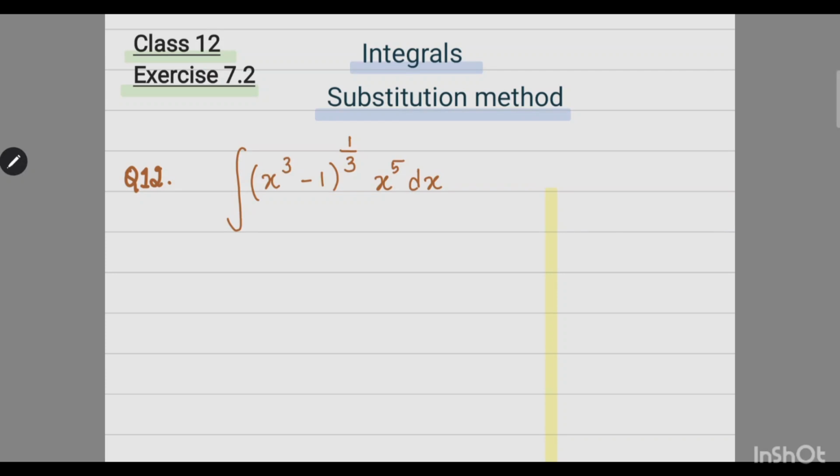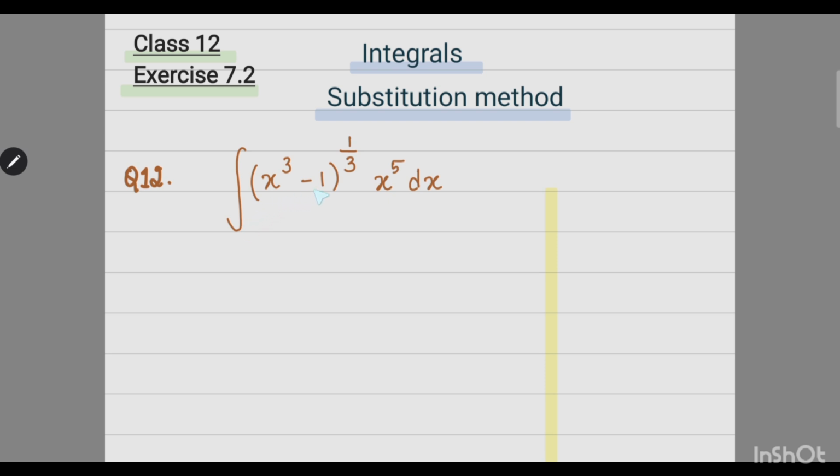From the 7th chapter, Integrals, exercise 7.2, we have completed 11 questions. You can watch the previous videos for the brief introduction on the substitution method and also the solutions to the 11 questions. So now we will solve the 12th one.